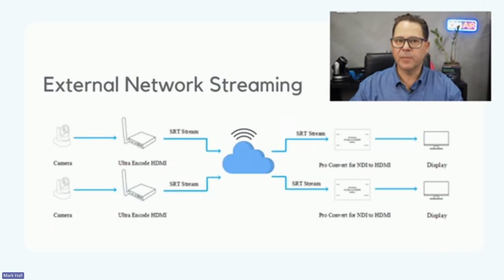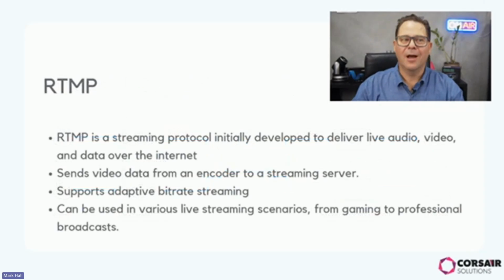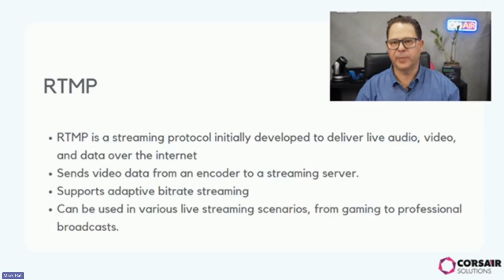All right, so let's talk about external network streaming, and some of this comes into internal network streaming as well. So I'll just explain some of this. So you've got an RTMP protocol. Now RTMP really was initially developed to deliver live audio and video data over the internet. So typically you have your encoder, and it encodes your video file, and it connects to what's called an RTMP server. RTMP supports adaptive bitrate streaming, and it's used for many live streaming scenarios, from gaming to professional broadcast. So that will negotiate with a server.